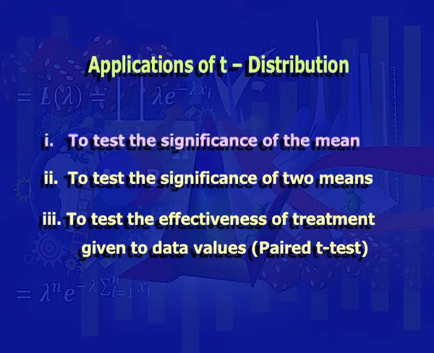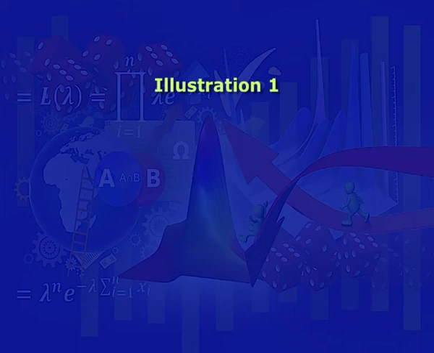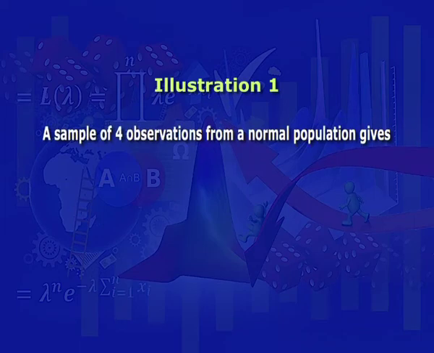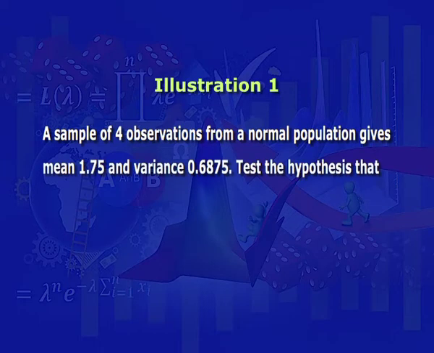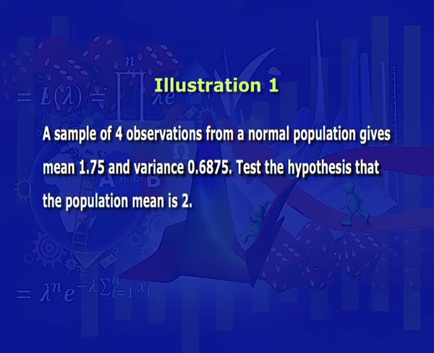Number 1, to test the significance of the mean. This test is used to test the hypothesis that there is no significant difference between sample and population mean, or sample has been drawn from the normal population with specified mean. Let us see illustration number 1. A sample of 4 observations from a normal population gives mean 1.75 and variance 0.6875. Test the hypothesis that the population mean is 2.